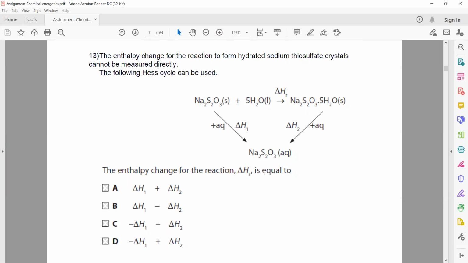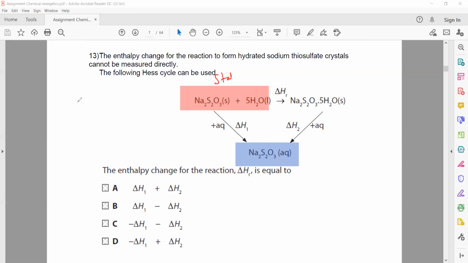Enthalpy change ΔHR is equal to... So how we can work out where the two arrows are pointing out, that is the start of the cycle. And the two arrows pointing in, that is the end of the cycle. So if we follow route 1 or we follow route 2, the overall energy change is independent of the route which we follow.